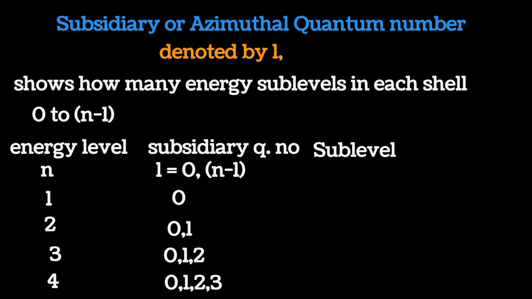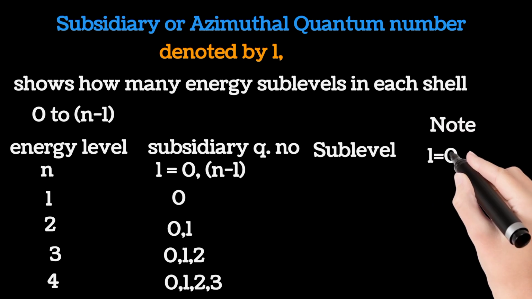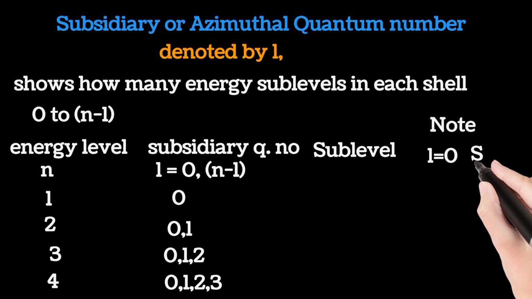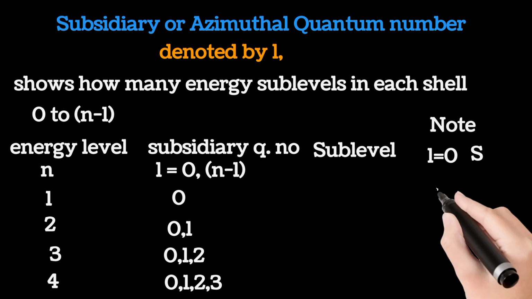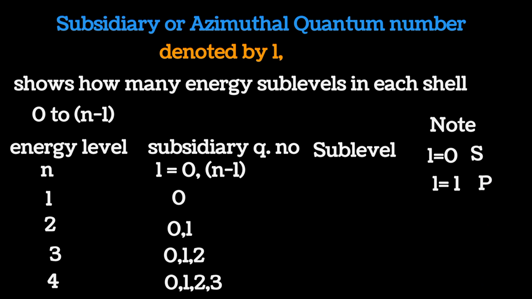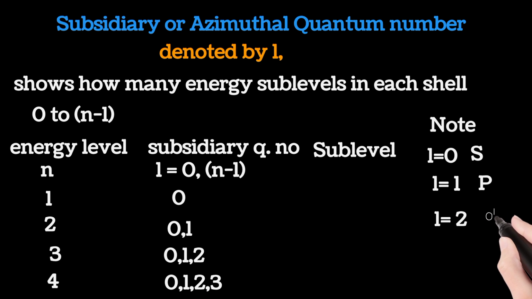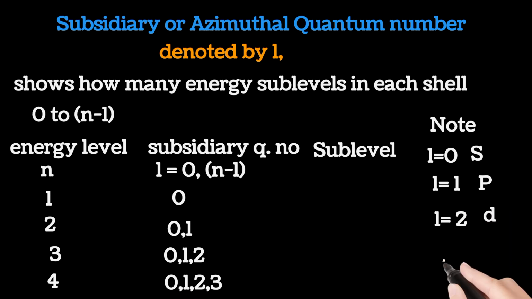Now note. I want you to note this so that you know which sublevel is which. Note, when L, which is the subsidiary quantum number, is equal to 0, the sublevel is called S. The S sublevel. When L is equal to 1, it is called the P sublevel. When L is equal to 2, it's called the D sublevel. And when L is equal to 3, it is called the F sublevel.